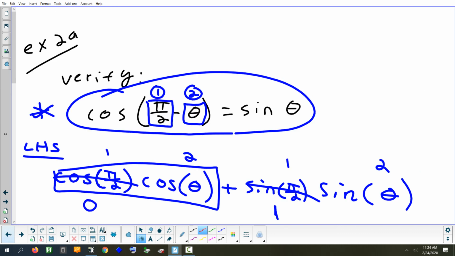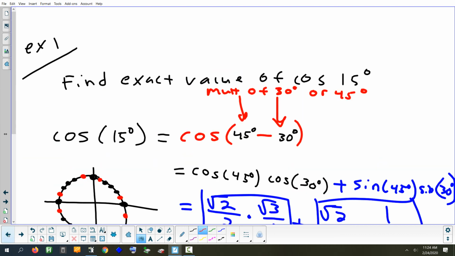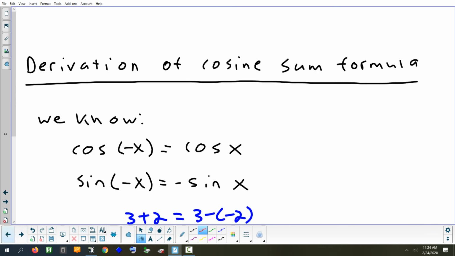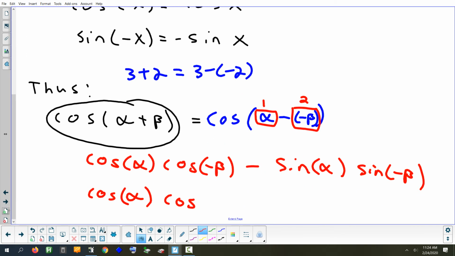Let me just check. I think I just messed up one of the signs. When it's a minus, I should have written a plus. So luckily we caught it before we got really far into it.